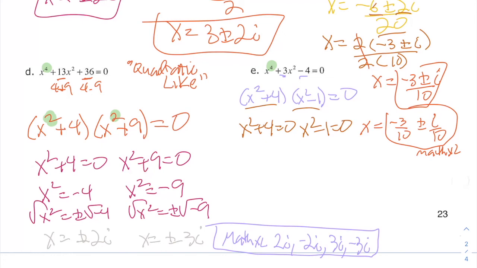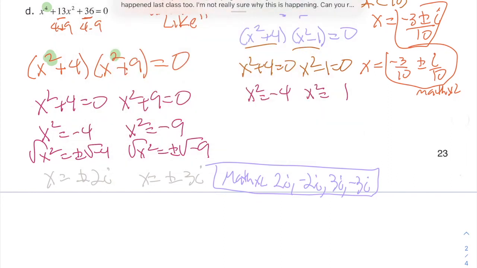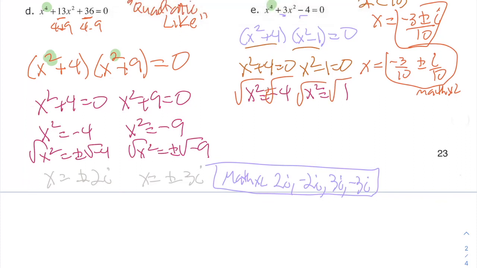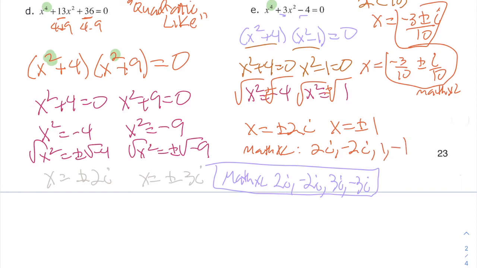However, when you solve it, you're going to get two complex numbers and two real numbers. So x squared is equal to -4, and x squared is equal to 1. Then we take the square root of both sides. Don't forget your plus or minus. And we get x is equal to plus or minus 2i, and x is equal to plus or minus 1. So I'm listing out my solutions for Math Excel: 2i, negative 2i, 1, and -1.